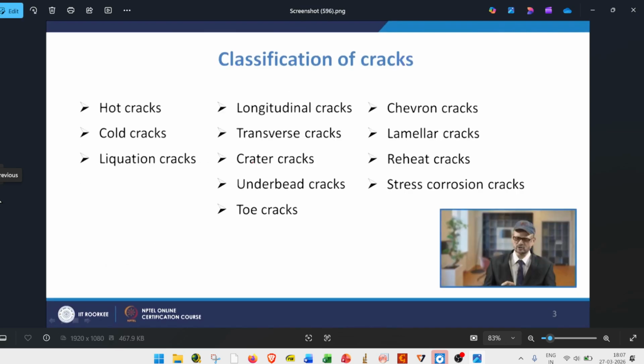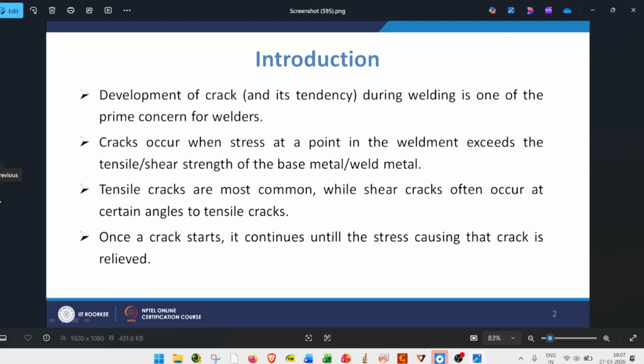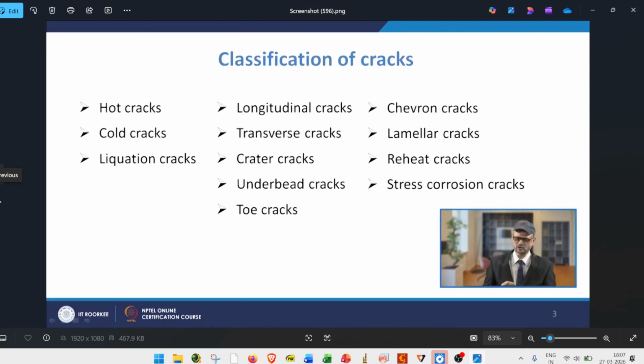Next, what are the different kinds of classifications? What different kinds of cracks are there? There are plenty of classifications, but broadly we can say hot cracks, cold cracks, and liquation cracks. Hot cracks occur in the molten weld bead. Cold cracks are due to hydrogen embrittlement and so on. Longitudinal cracks occur in the longitudinal direction of the weld bead, and transverse cracks are perpendicular to the weld bead. And crater cracks occur.